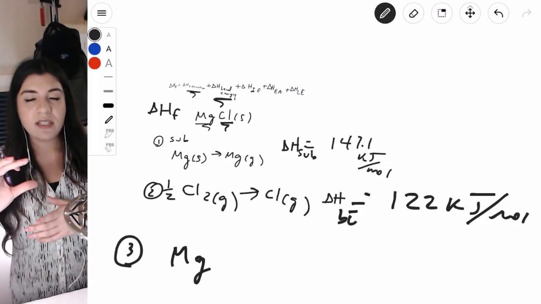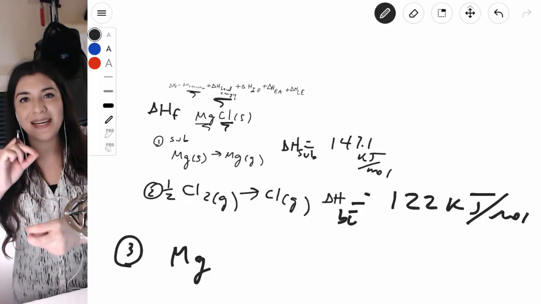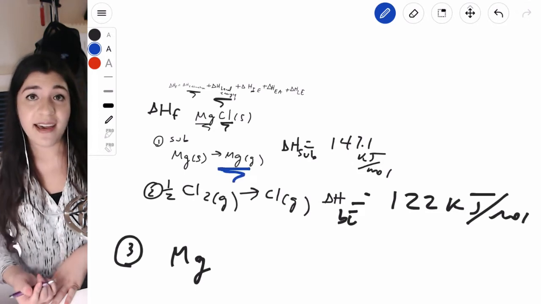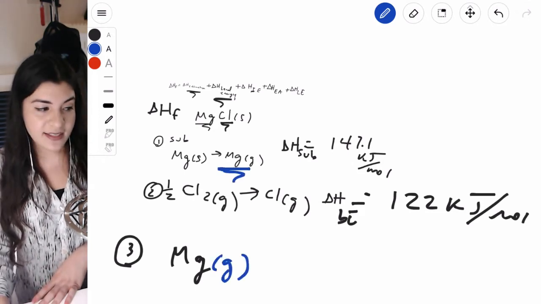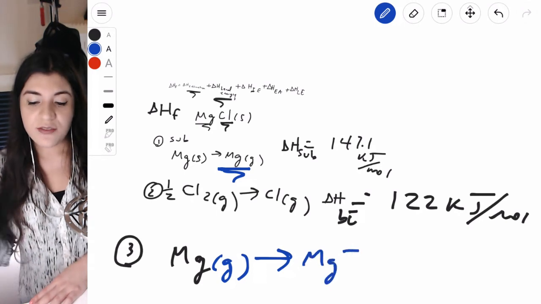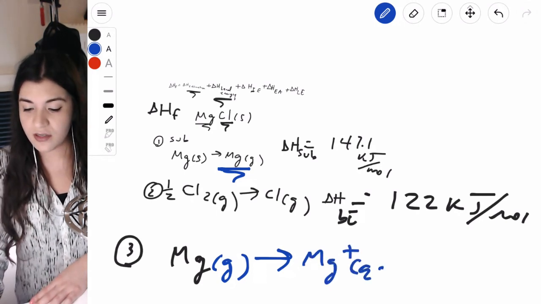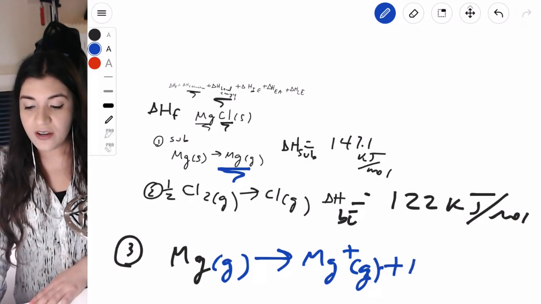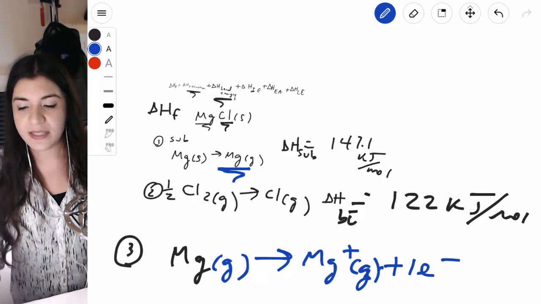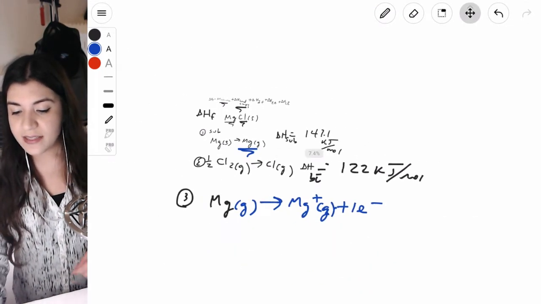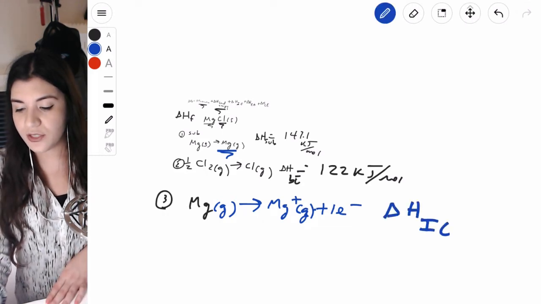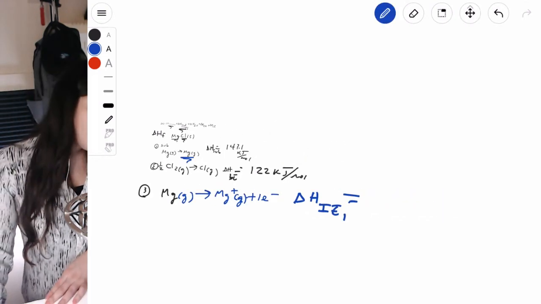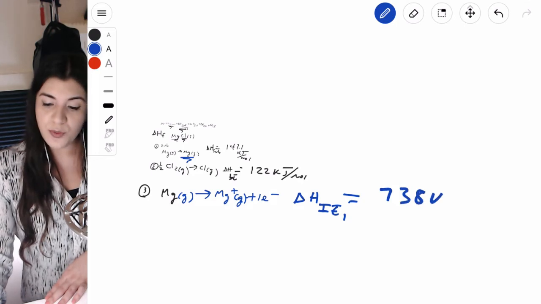So in this case, I have to do every single ionization energy step by step. I'll start where it left off, which was a gas. That now goes to its first ionization, meaning its first cation, and I'll add 1 electron on the product side to make sure everything's balanced with our electrons. Next would be the enthalpy of our first ionization energy, and all of these values will be given to you. They have to be. This would have been 738 kilojoules per mole.